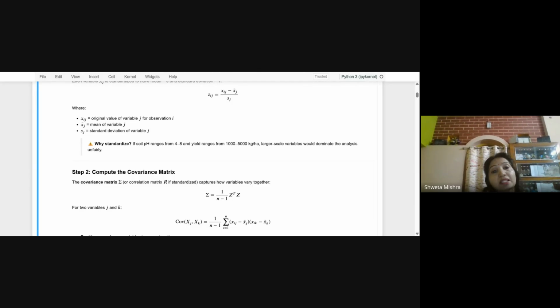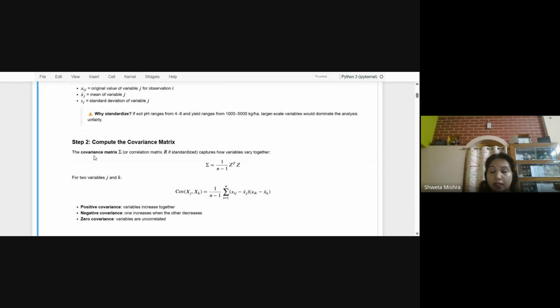Now, the second step is to compute the covariance matrix. This is another important topic. Once our standardization is complete, we will calculate how every pair of variables is related to each other, because PCA works on the correlation of the variables. If there is no such correlation, then we will not be able to apply the PCA methods.